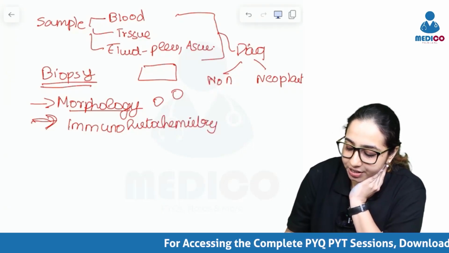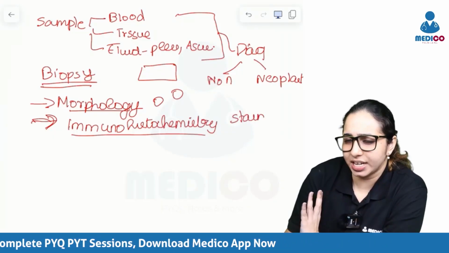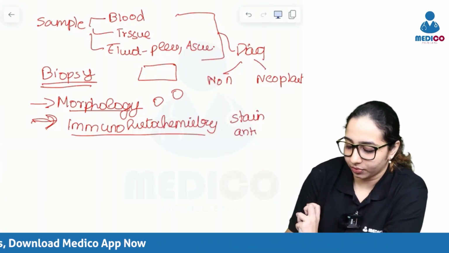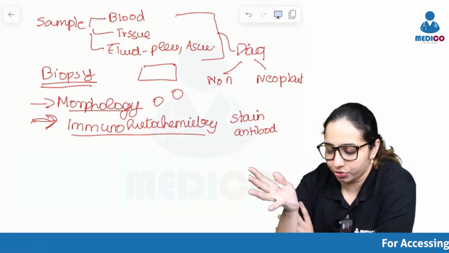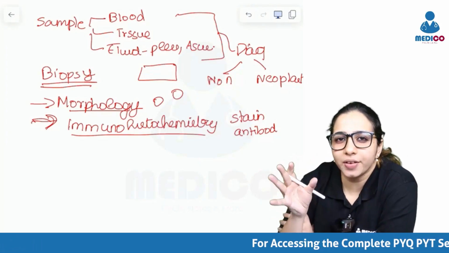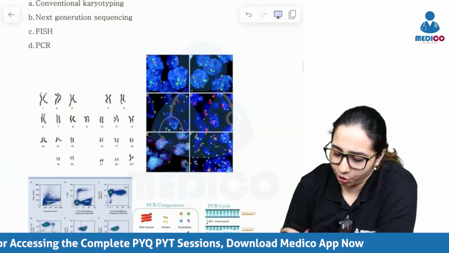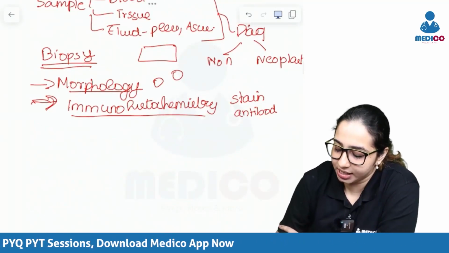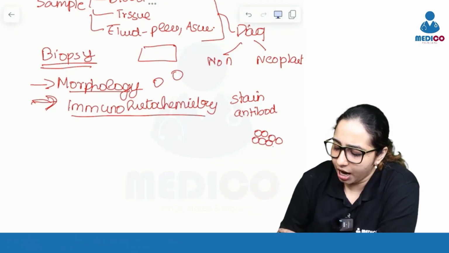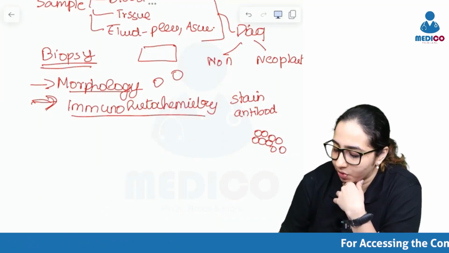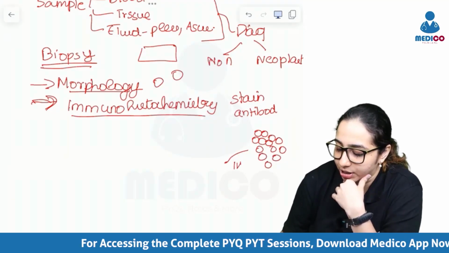Now here, it is essentially a type of staining where I am using antibodies. Let us take this particular case into account. You have a boy with a leg swelling. So I do the morphology, and what I am seeing is some sort of similar cells. I don't know what these cells are. So what do I do? I send these for immunohistochemistry.